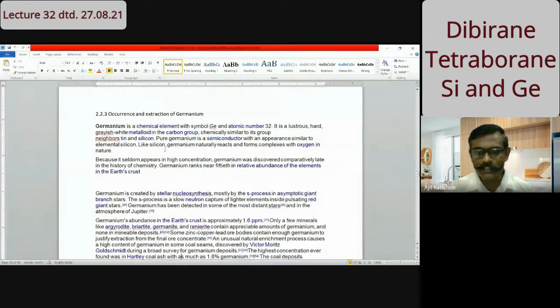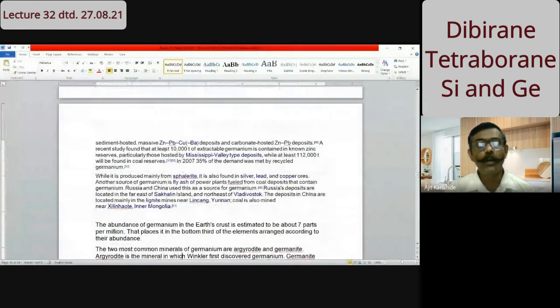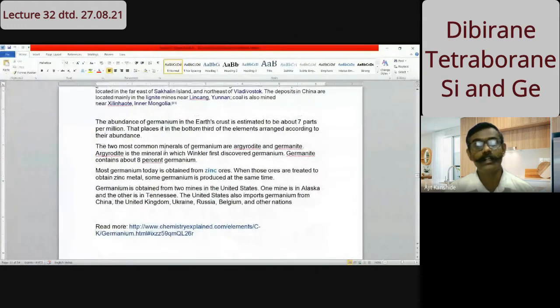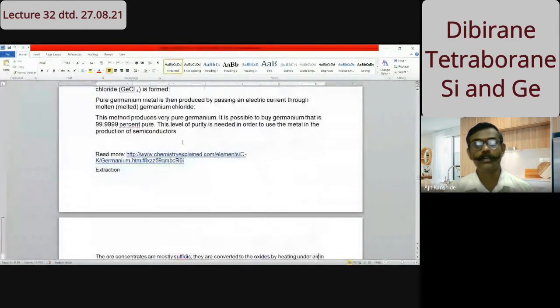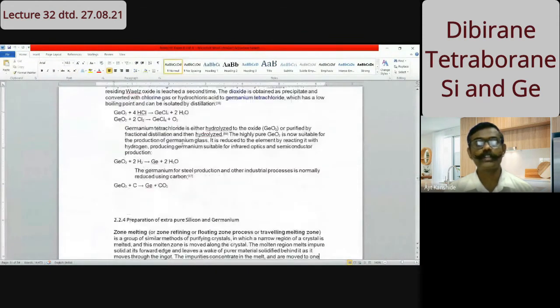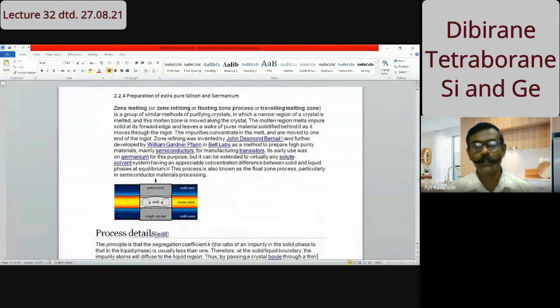If you come towards germanium, how does it occur, what is its abundance in the earth's crust? It is estimated at about 7 parts per million, ppm, that we are finding of germanium. It is an important element from the industrial point of view. So how to extract that? Those things were discussed. Next point: to get pure germanium or pure silicon, the zone melting method is used for purification of such materials.